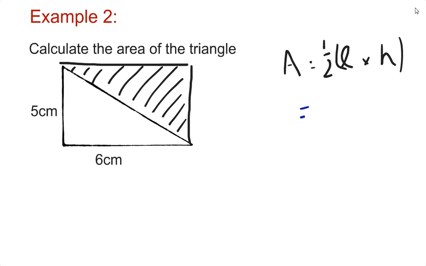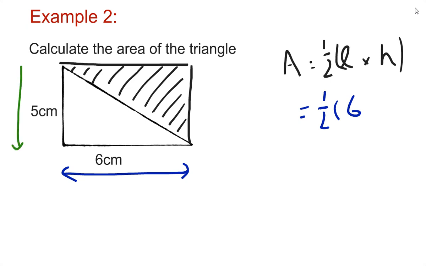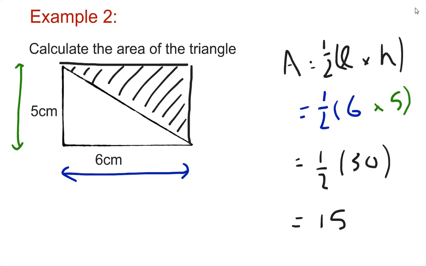So let's say here we've got a half of the length, which is 6 centimetres, times the height, which is 5 centimetres. So we've got a half of 5 times 6, which is 30, and half of 30 is 15. And again, don't forget your units. We were measuring in centimetres, so we've got centimetres squared as our answer.